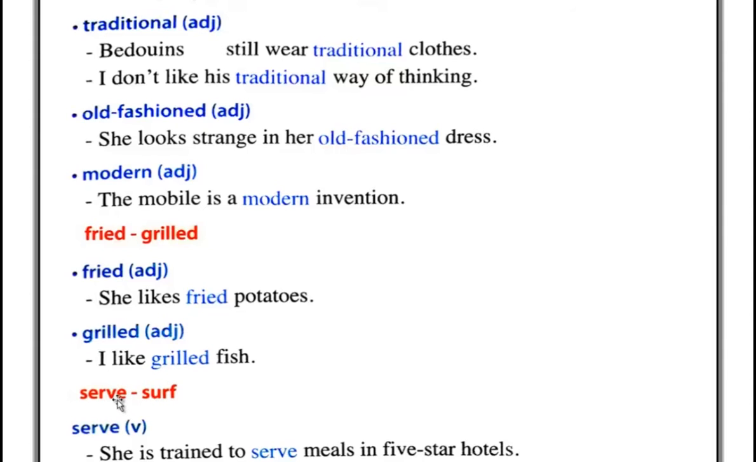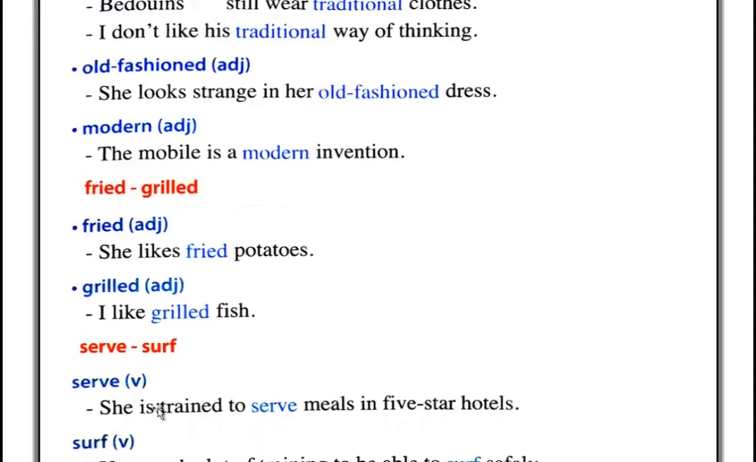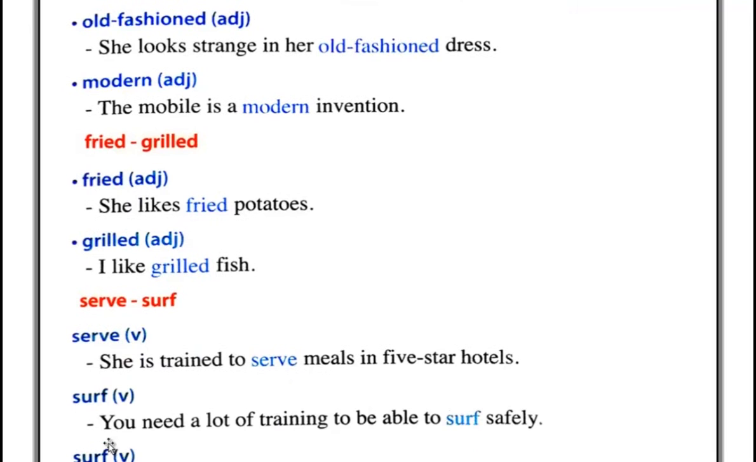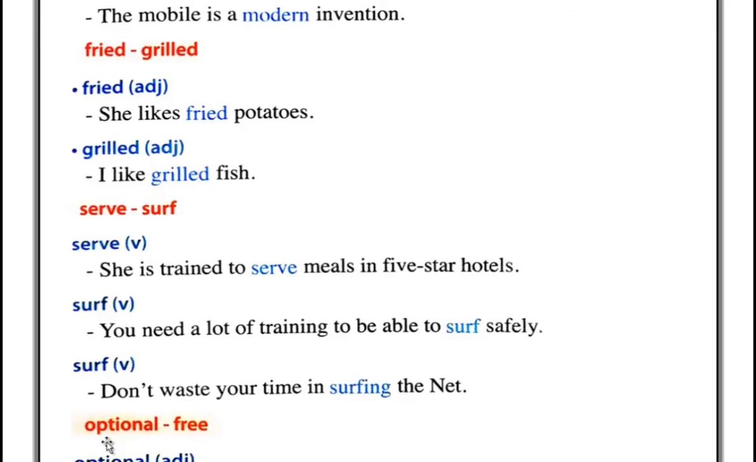Serve and surf. To serve someone means to give him something to eat or drink. She is trained to serve meals in 5-star hotels. This is the meaning of serve: to give, to provide. As for surf the net, don't waste your time surfing the net. I mean that to surf the net means searching for information or for new games using the net.